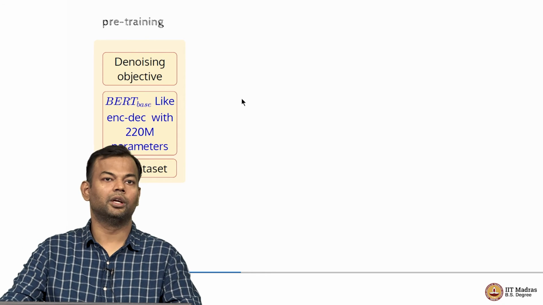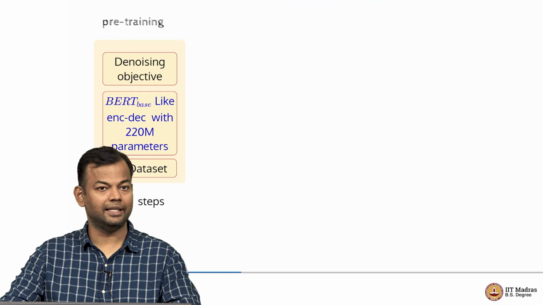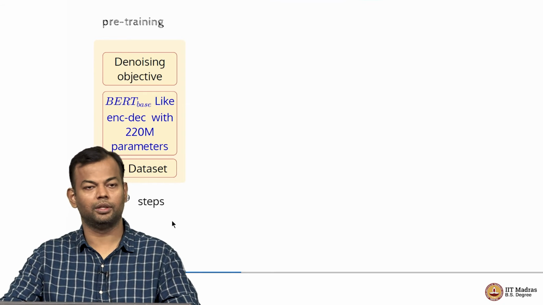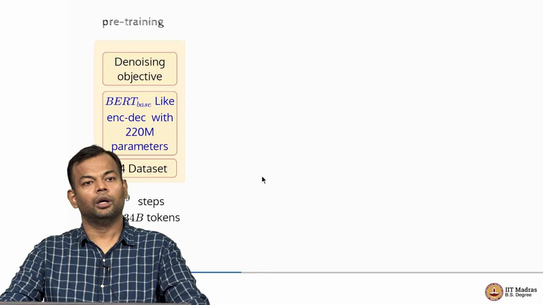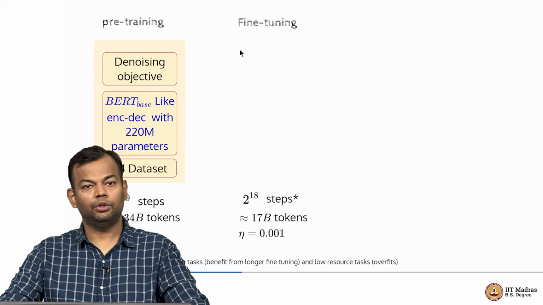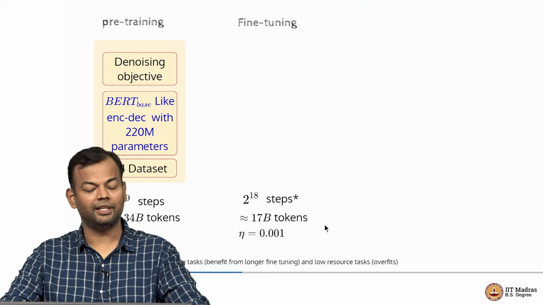But all the choices were similar to what was there in the BERT base model, and they used the denoising objective, which we just saw, and they did this for 2 raised to 19 steps, where in each step they saw 2 raised to 16 tokens. Right? Okay, and then during fine tuning, they do another 2 raised to 18 steps, which is 17 billion tokens.